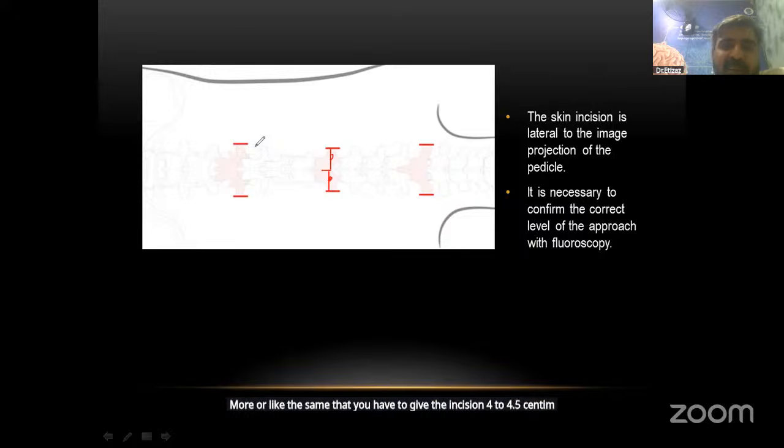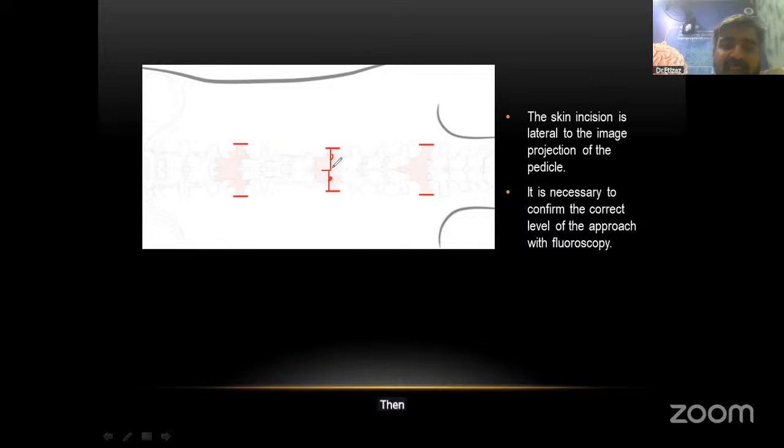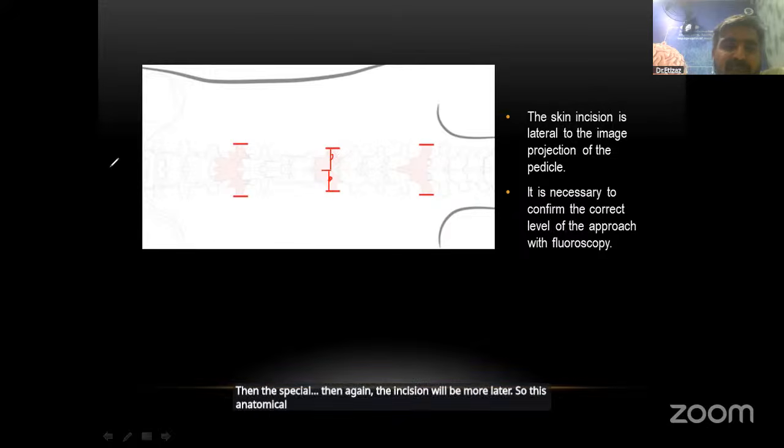But again, it depends upon the patient. Some patients are bulky and more muscular than this patient. Then again, the incision will be more lateral. So this anatomical demarcation is very important when you see it.